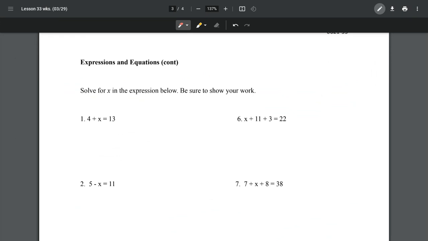We're asked to solve for x in the expressions below. Let's look at number 1. We have 4 plus x equals 13. In order to solve for x, we have to isolate it, right? x has to be by itself, so we're going to subtract 4 on both sides. That cancels out, and so x equals 13 minus 4, which is 9.